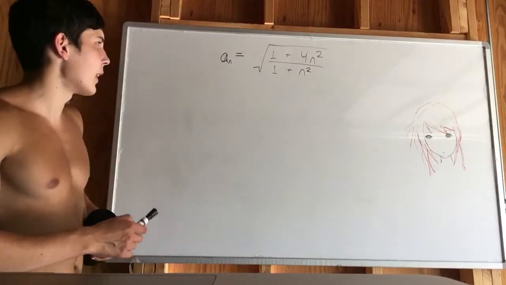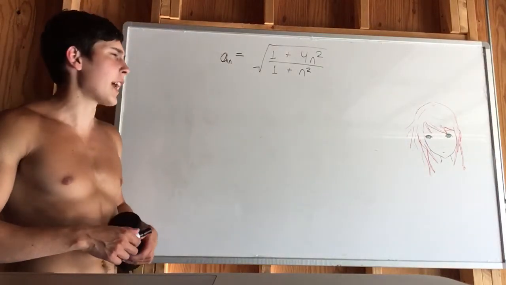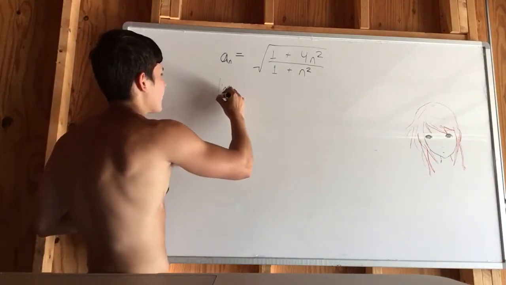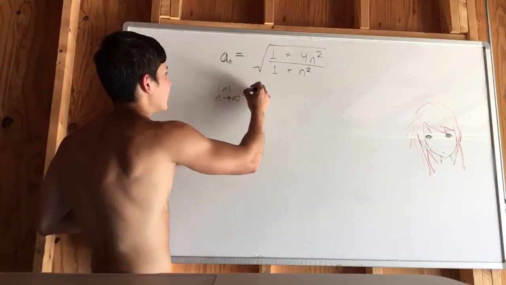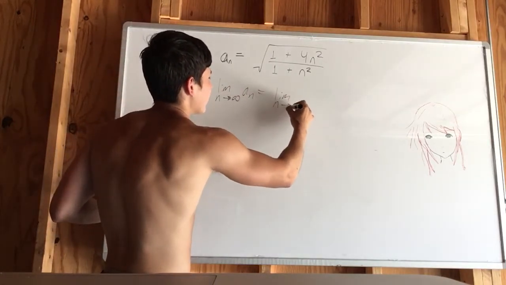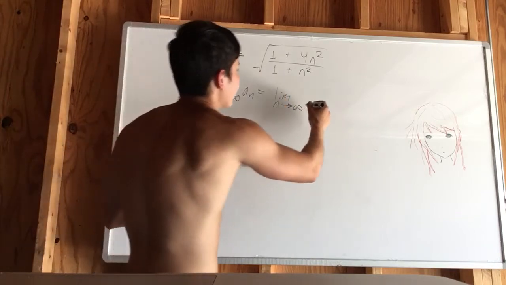Okay, so we have to find out if this sequence here converges or diverges. The way we do that is by taking the limit as n approaches infinity of said sequence. So we have the limit as n approaches infinity of this thing.